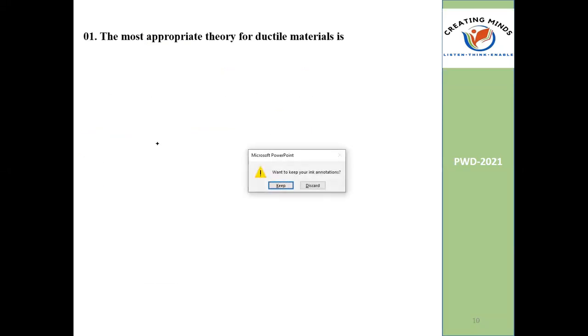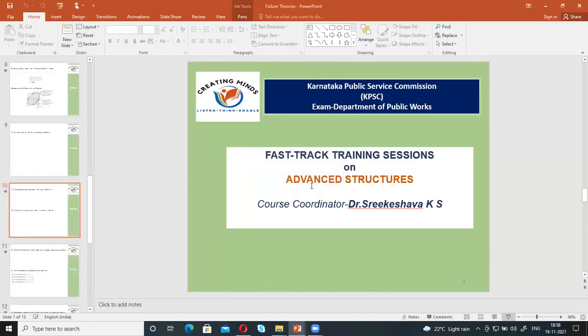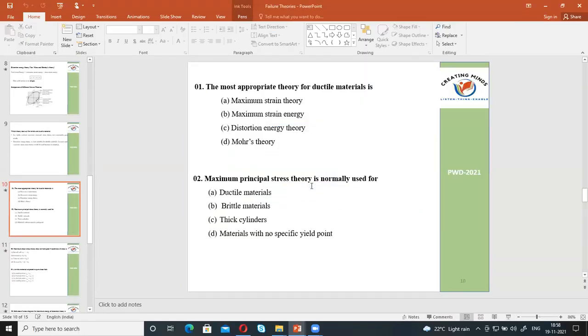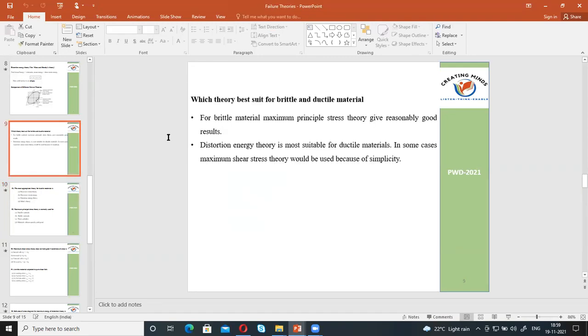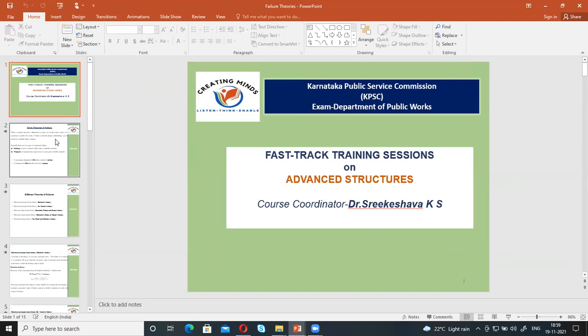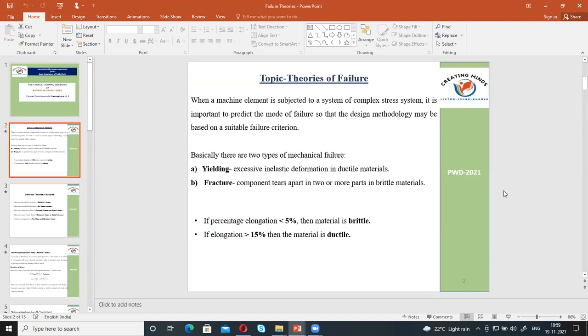So tomorrow we will take MCQ questions because it's already 6:58. Another 1 minute we are having. So if you are having any doubts, I will clarify your doubts. Please tell me if you have any doubts or you understand it very well. Are you facing any difficulties with theories of failure? No, sir. Are you following whatever I am telling? Yes, sir.